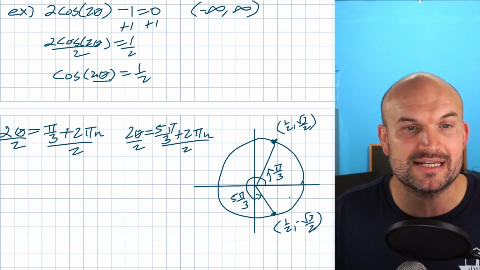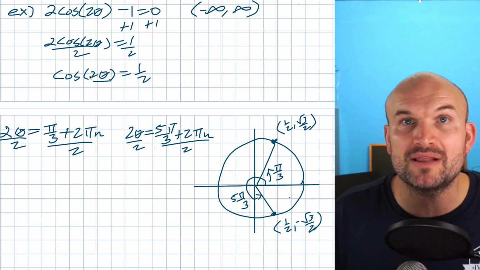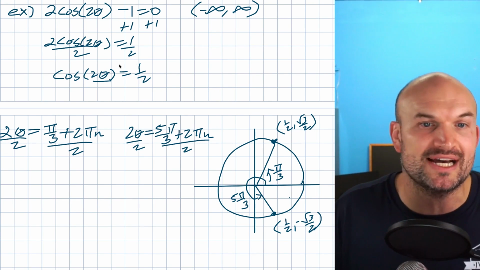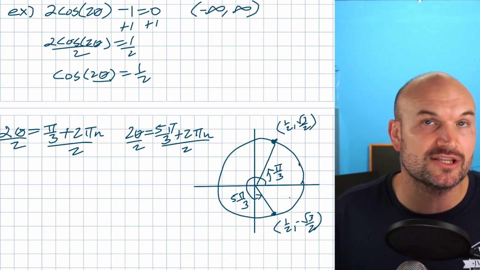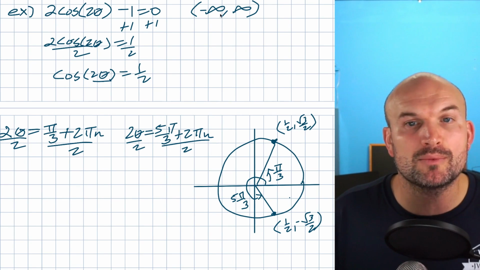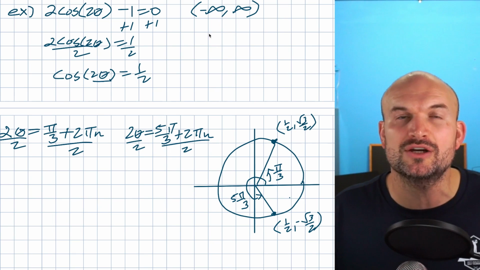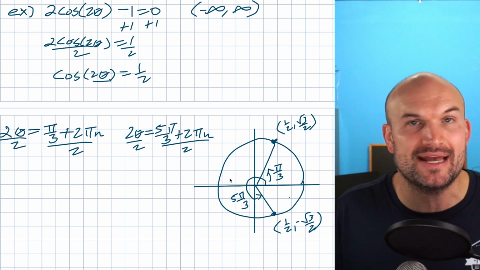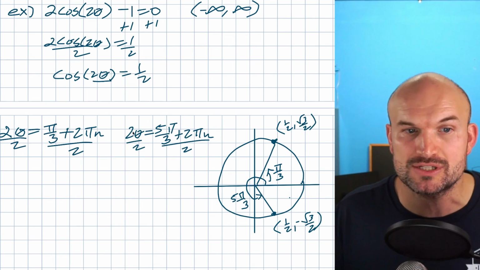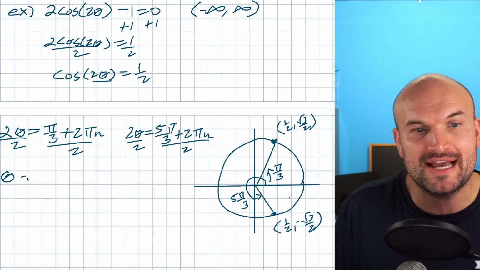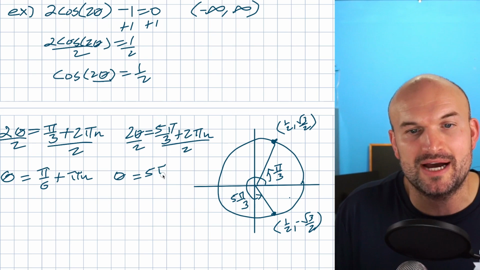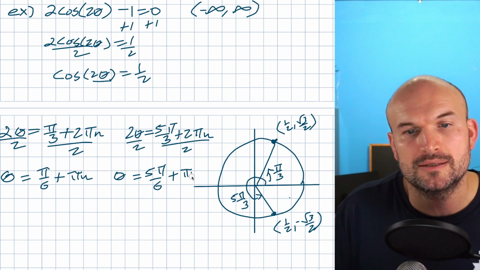Now, the reason why we couldn't do this at the beginning is because this was not being applied to the function. This is inside of the function. So we use our inverse operations to isolate it to this equation. We find our solutions using the unit circle. And then when we're looking for all solutions, we're just looking for what interval we can add or subtract to continue getting solutions. In this case, we had to keep on adding 2 pi n to our solutions. Therefore, I get a final answer of theta equals pi over 6 plus pi n. And over here, I get theta equals 5 pi over 6 plus pi n.